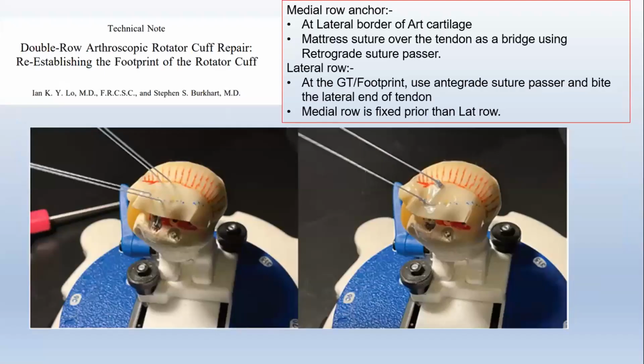As a small technical note, the medial row should be as close to the cartilage, and the mattress suture over the tendon is acting as a bridge, using a retrograde suture passer. In case of the lateral row, it should be done at the greater tuberosity and footprint, using the antegrade suture passer, and the bite should be at the lateral end of the tendon. Here, the medial row is fixed prior to the lateral row.